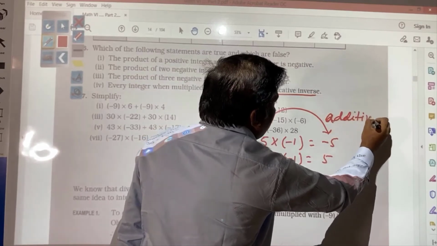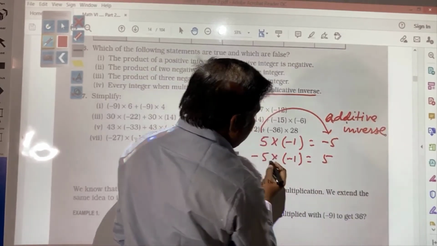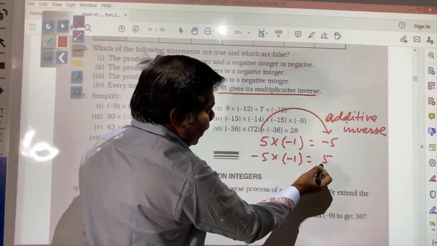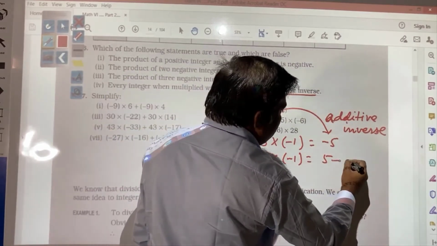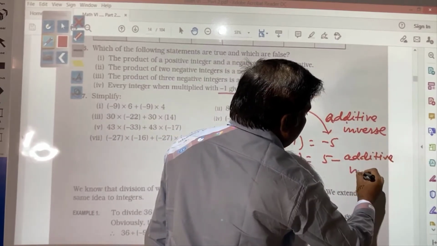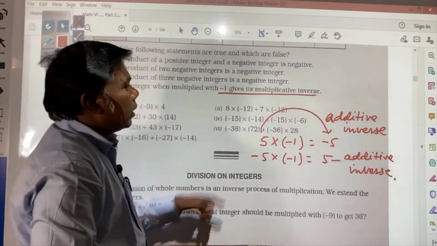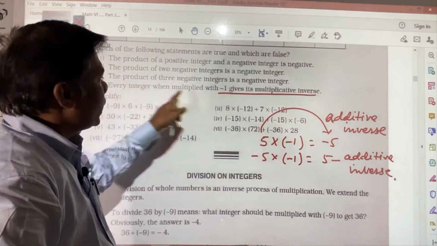Additive inverse you are getting. Here you see -5. This 5 is what? Additive inverse. Additive inverse you are getting. So either the answer in the book has been given wrong or the question is wrong.